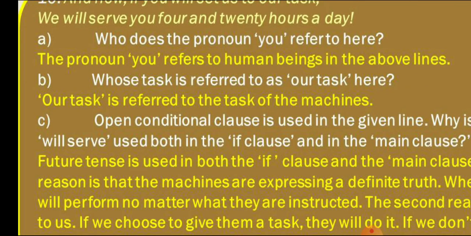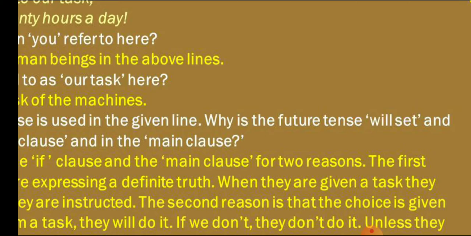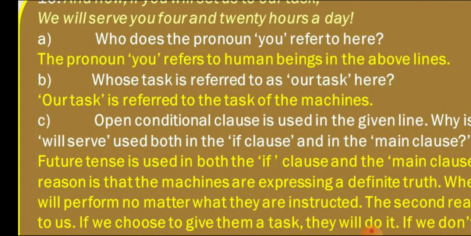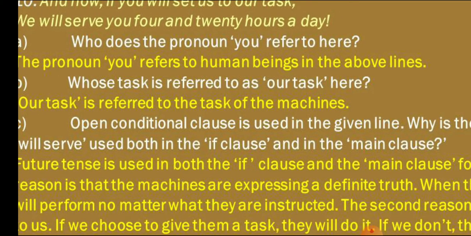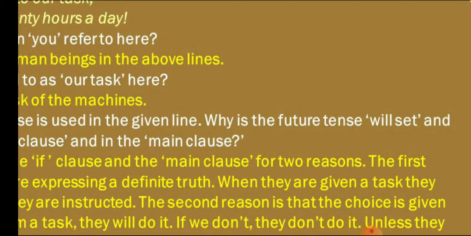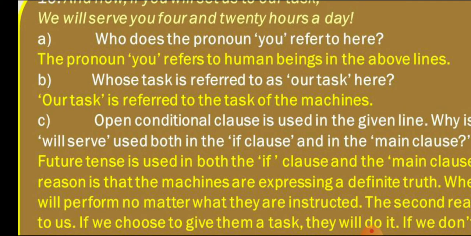So in the if clause, he gives the definite truth. That is the reason: the machines are expressing a definite truth when they are given a task. In the if clause, he has given the truth that if they are given a task, they will perform no matter what they are instructed. So however they are instructed, they will work. It does not matter.